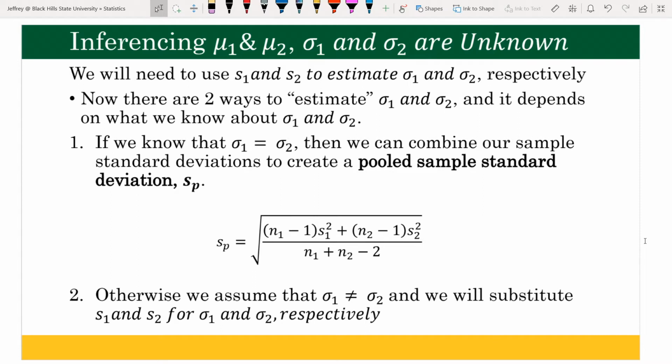They'll either say that the standard deviations are different, or it may say to pool them or not to pool them. In whatever case, it will have to specify it.